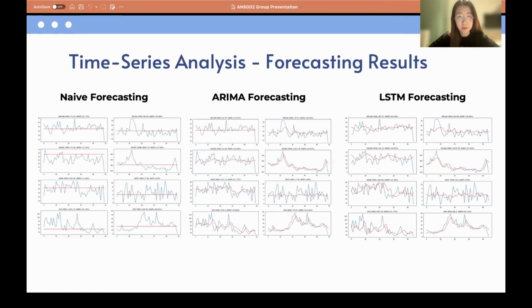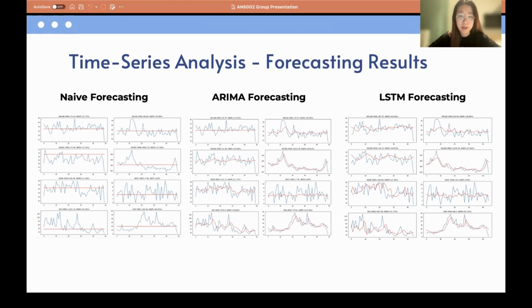The first model we built is the naive forecasting, which is our baseline. Then we built the ARIMA model. First, we train the model and use grid search in cross validation to find our optimal parameters for the autoregressive term, moving average term, and integration term. Then we use these optimal parameters for predicting.